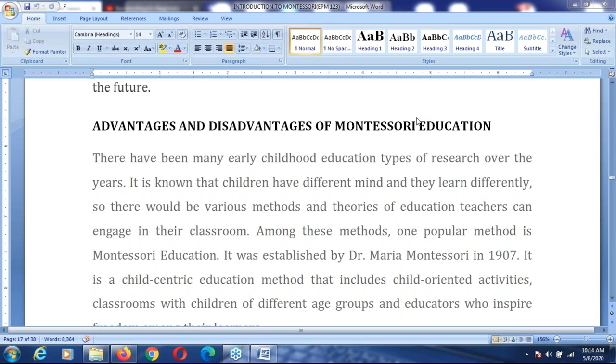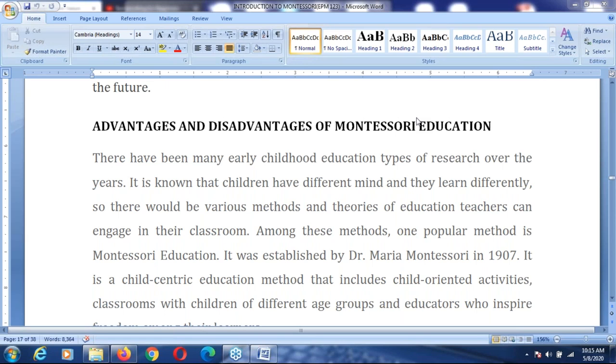Number 5, it provides independence. It offers children a sense of confidence and creativity that develops knowledge and skills among them. The children explore things, and it creates confidence and creativity in them. This makes them more competent when you compare them with children in other schools that practice another method. So these are the advantages.